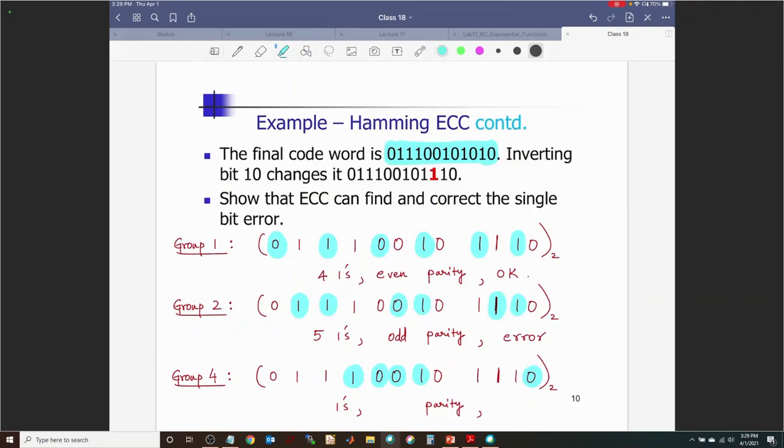All right, let's count the number of ones. 1, 2. That's it. Two ones in this group. So even parity, which means this is okay. So group 1, okay. Group 4, okay. Group 2 is a problem.